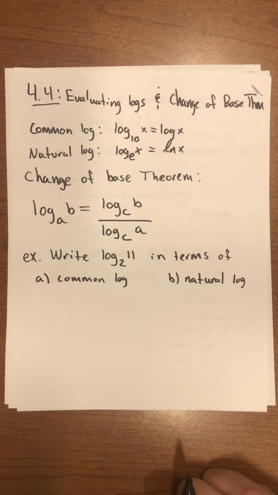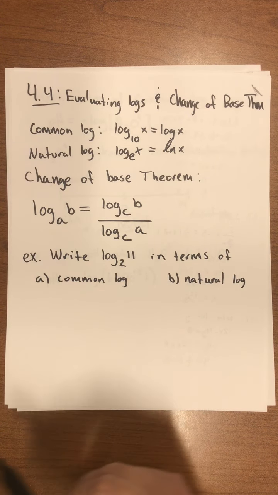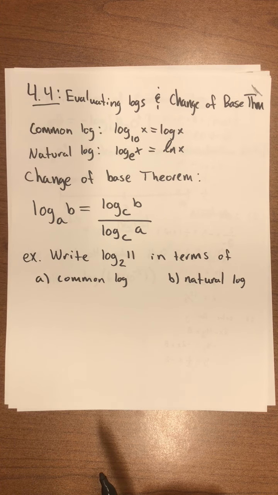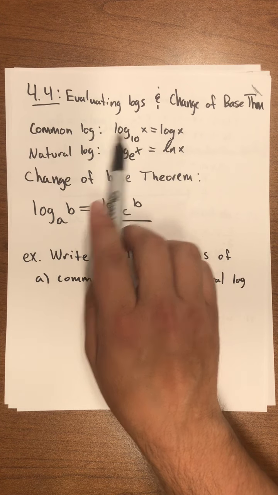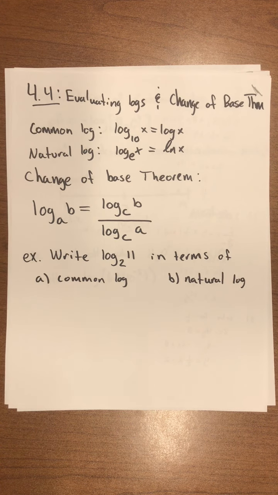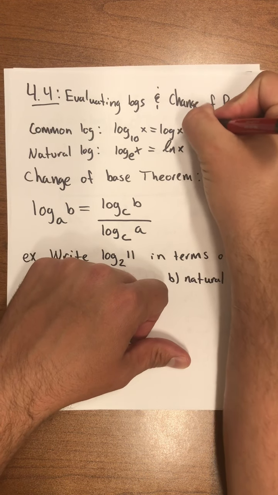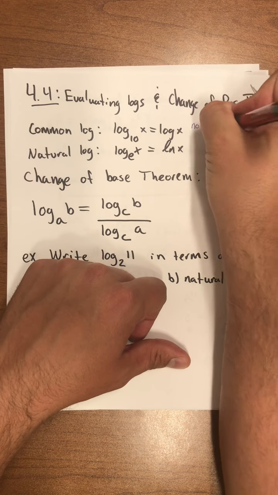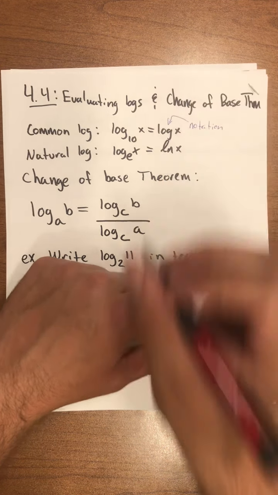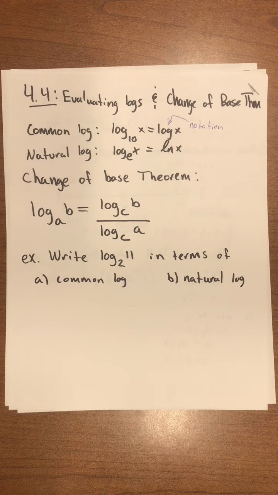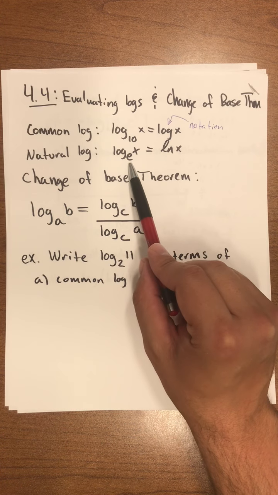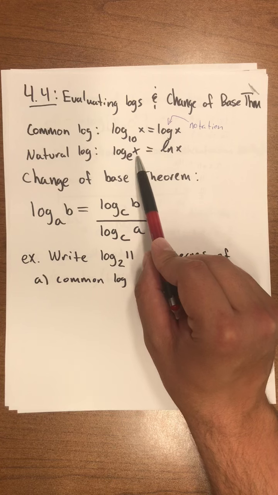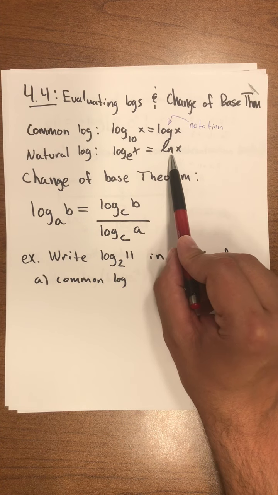4.4 is evaluating logarithms and the change of base theorem. A couple important logarithms. The common log has a base of 10. The common log has its own notation, which is just log. So if you don't write a base, you are saying that the base you are working with is base 10. Natural log has e as a base, so log base e of x is ln of x.